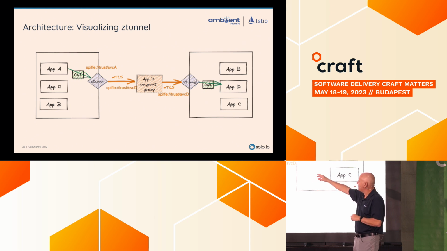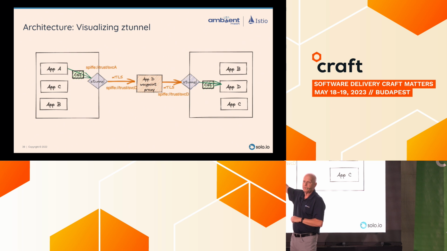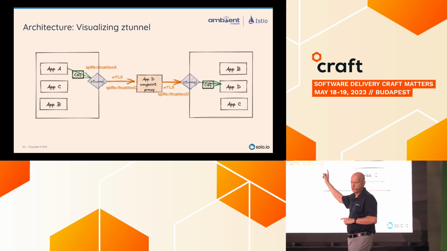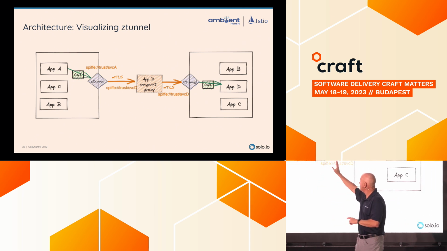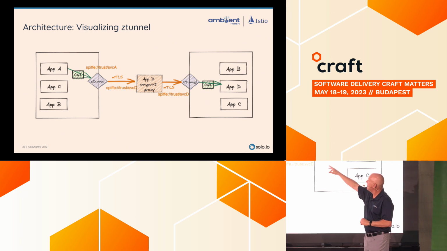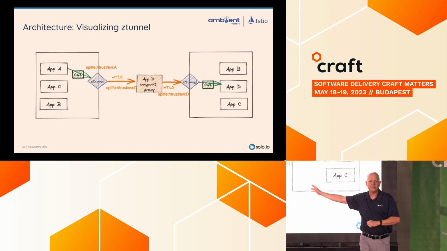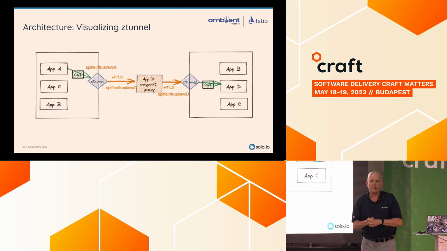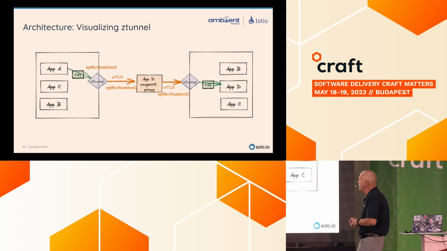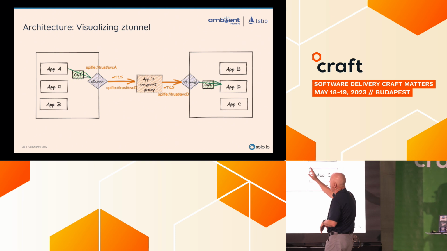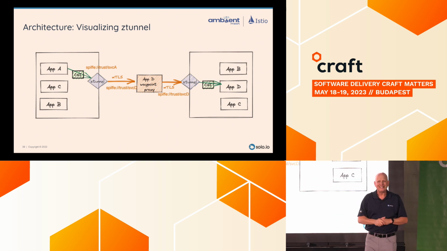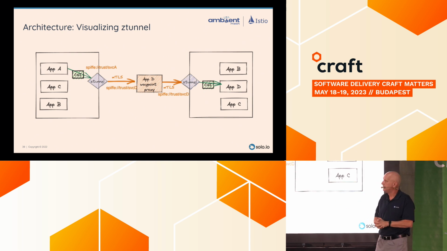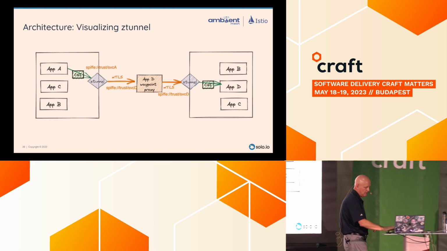If there is a layer 7 policy, there will also be a waypoint in the path here, and there'll be a secure connection established between those. That waypoint will talk to the Z tunnel on the destination node, and then it will in turn talk to the application service itself. So the idea here is that layer 4 policies can be applied strictly with the Z tunnels. If you need layer 7 policies, that requires the introduction of the waypoint. Okay?